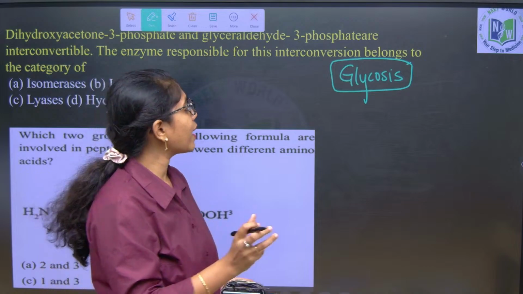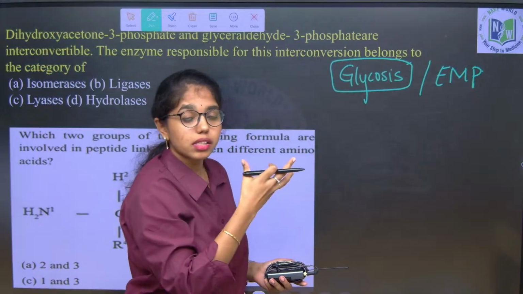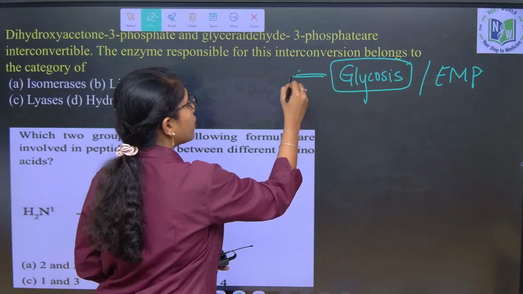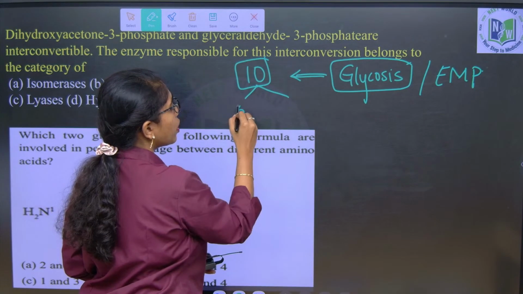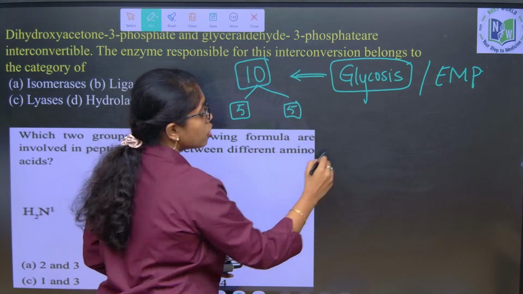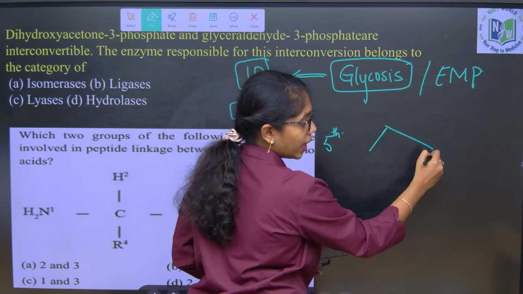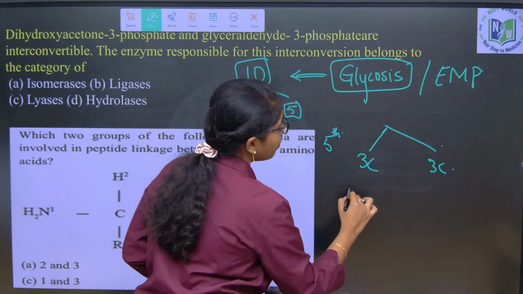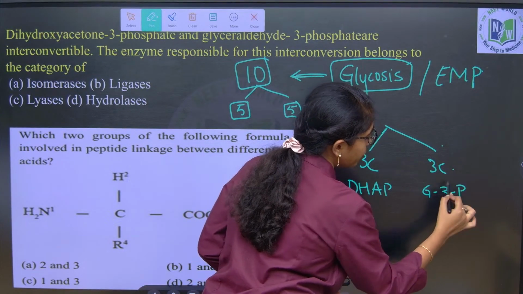So we know that glycolysis is also called the EMP pathway, and it is a sequential series of 10 biochemical reactions. How many biochemical reactions? 10 biochemical reactions, of which the first 5 you will call the preparatory phase, and the next 5 the payoff phase. At the 5th step, 6 carbon is split into how many carbons? 3 carbon and 3 carbon: 3 carbon dihydroxyacetone phosphate and 3 carbon glyceraldehyde 3-phosphate.